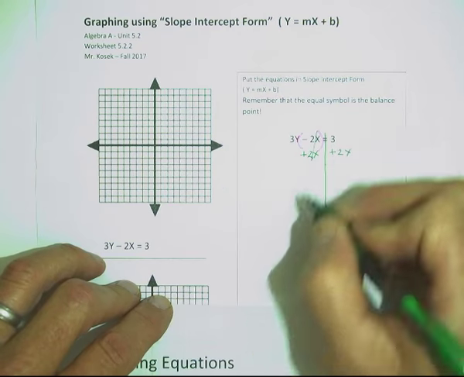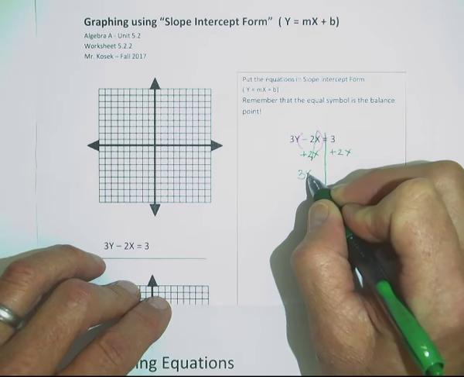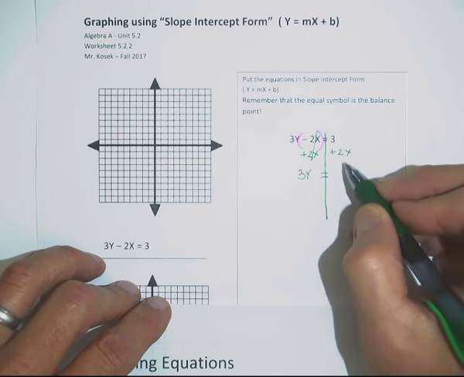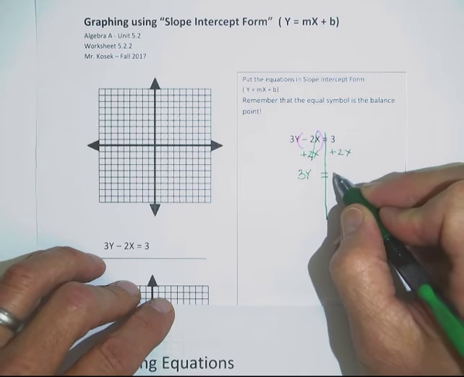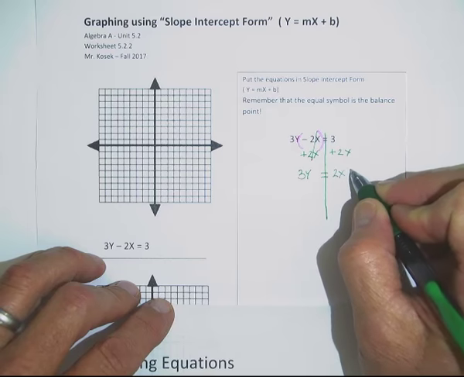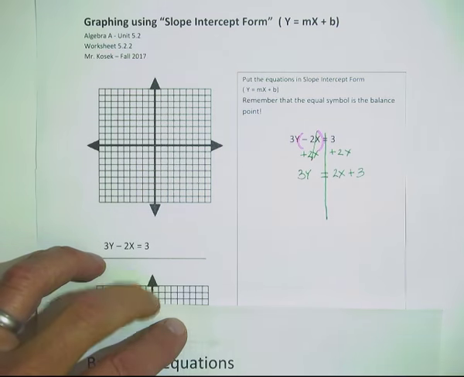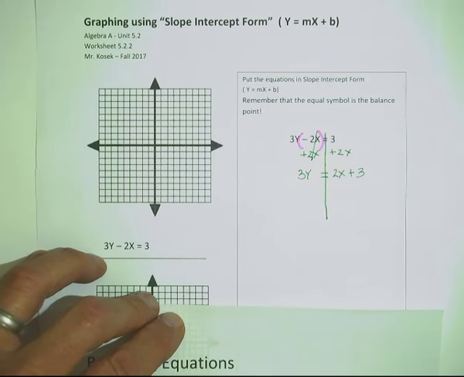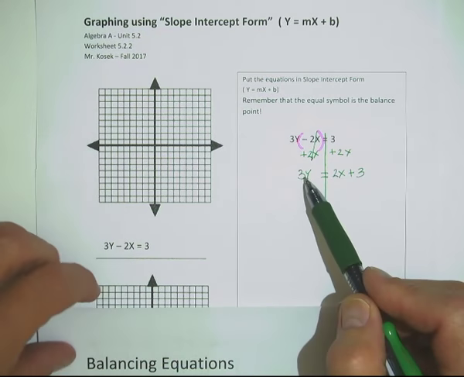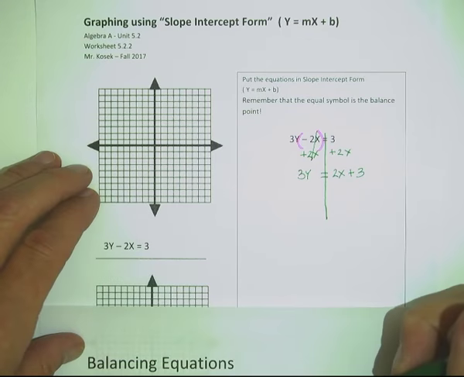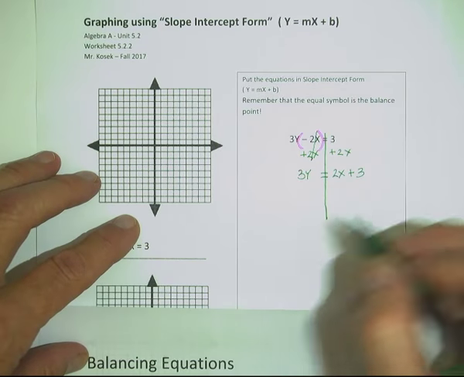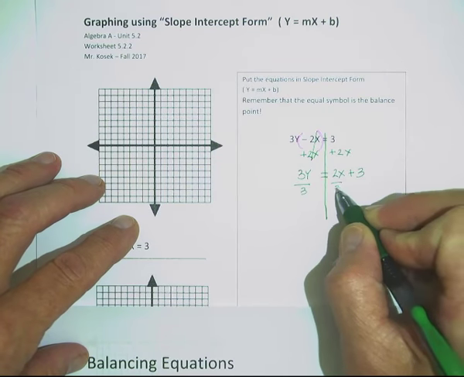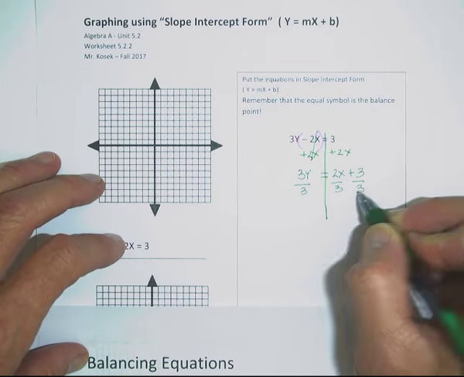This is going to cancel off, and this is going to give us 3y equals, and we have a positive 2x and a 3. We can't combine these terms, so we can write this as 2x plus 3. Now this needs to be y, and we have 3y. So this is basically y being multiplied by 3. So we're going to need to divide both sides by 3.